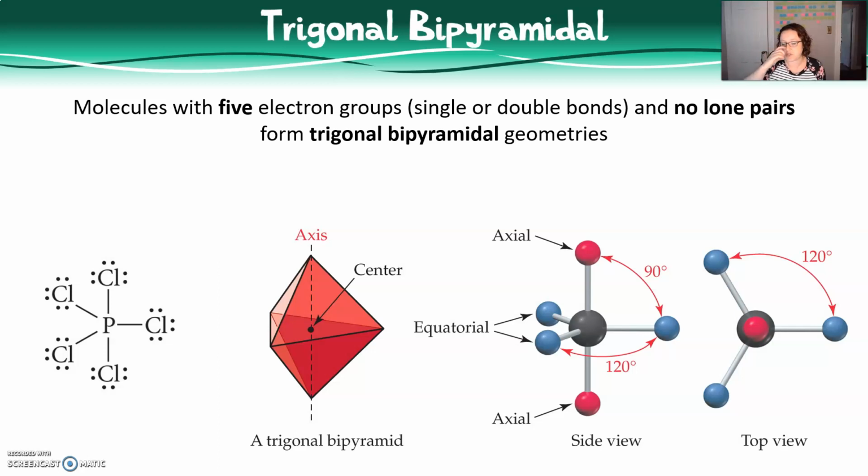Trigonal bipyramidal structures have 2 different bond angles. The bond angle is 90 degrees between the axial position and an equatorial position, but the bond angle is 120 degrees between 2 equatorial positions. This is easiest to see in the top-down view of the molecule on the right, which shows that the equatorial positions take on a geometry that is very similar to trigonal planar.